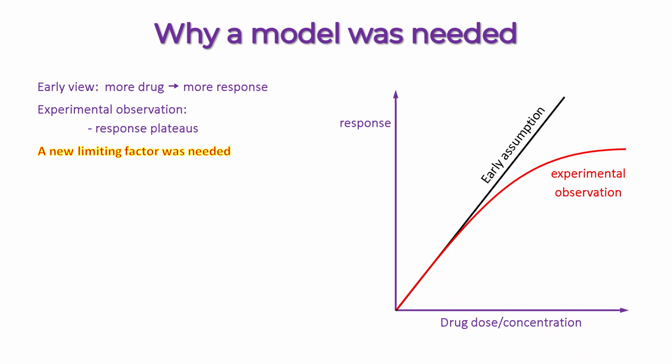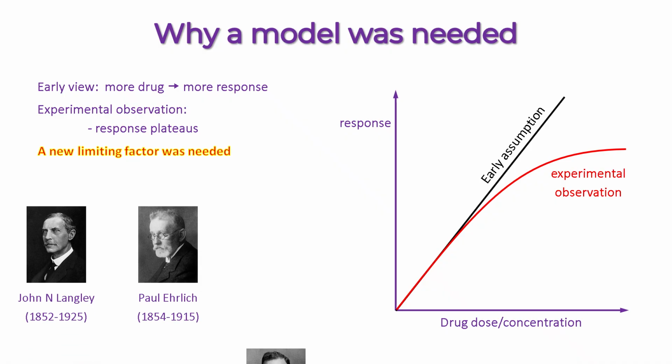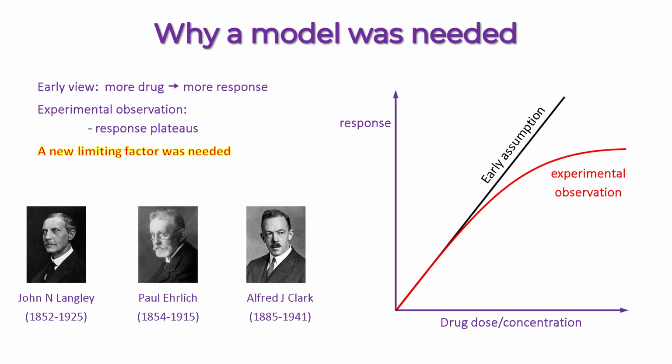The key scientists involved in developing this new way of thinking about drug action were John Newport Langley, Paul Ehrlich, and Alfred Joseph Clark, working in the late 19th and early 20th centuries. The key conceptual shift was that the limitation was not the drug, it was the target, the drug receptor.